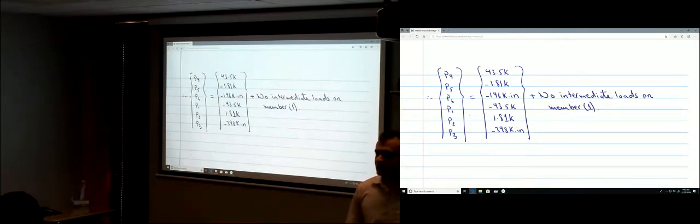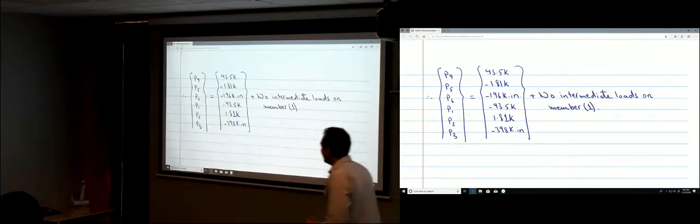The last homework, I will assign the last homework on frames and trusses today. Okay. And you can submit this by Wednesday of next week. Okay. Any question? Okay. So now your turn.